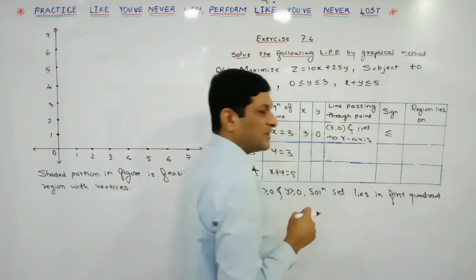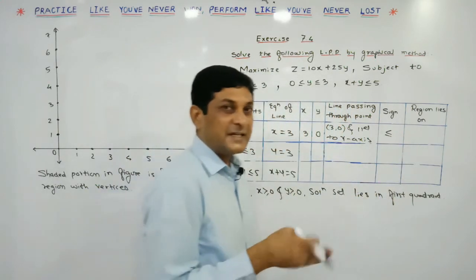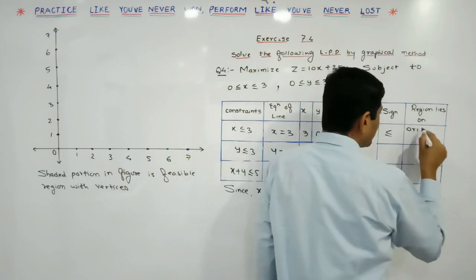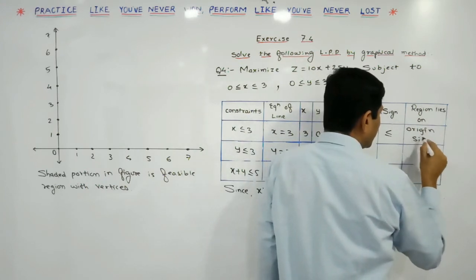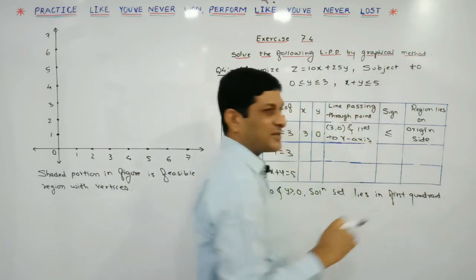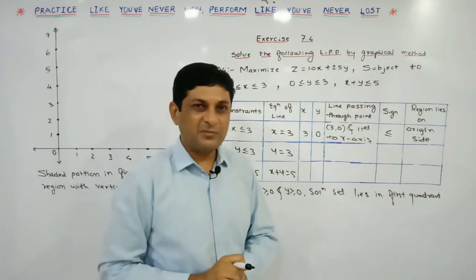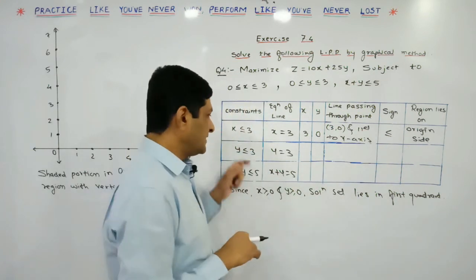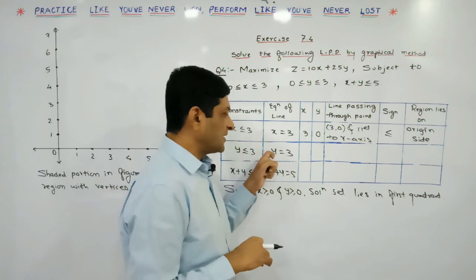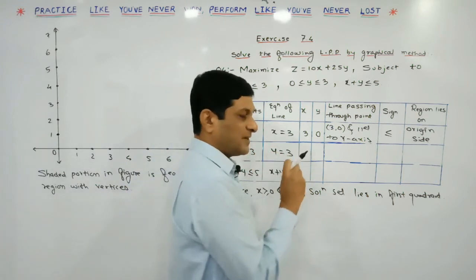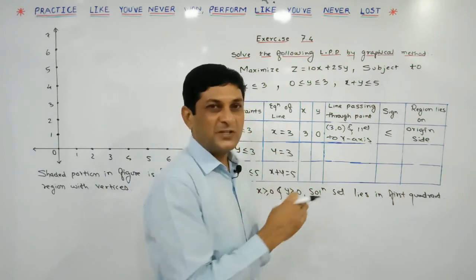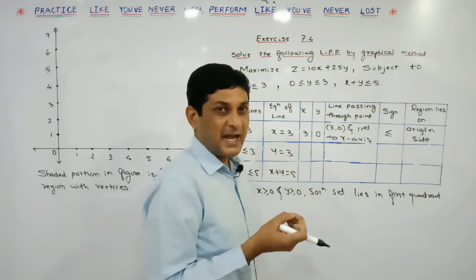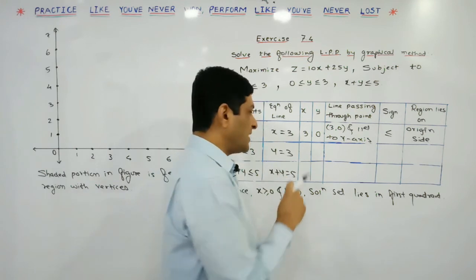If less than or equal to appears, which region is our solution set? The region on the origin side will be our required solution set. So the origin side region will be our solution set if less than appears in the given constraint. In the second constraint, y is less than or equal to 3, first we have to draw the line y is equal to 3. So y equals a constant is a line parallel to which axis? X axis.